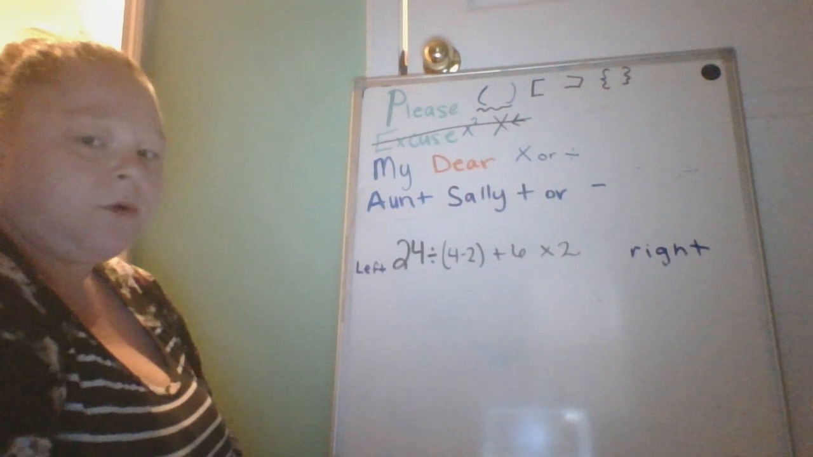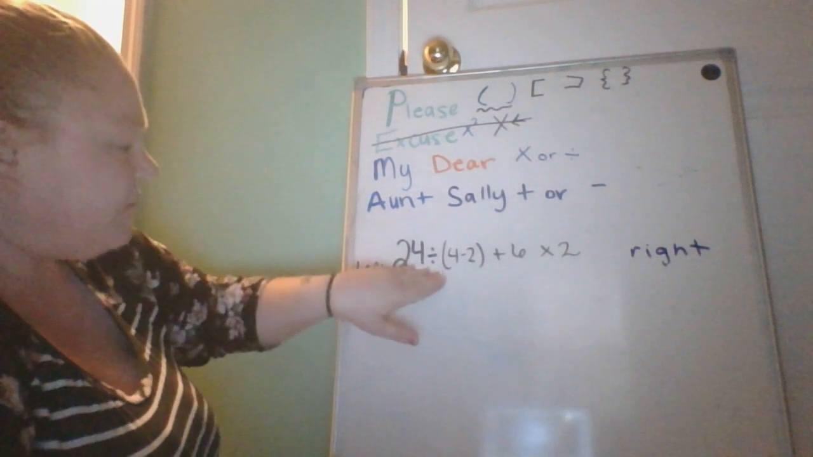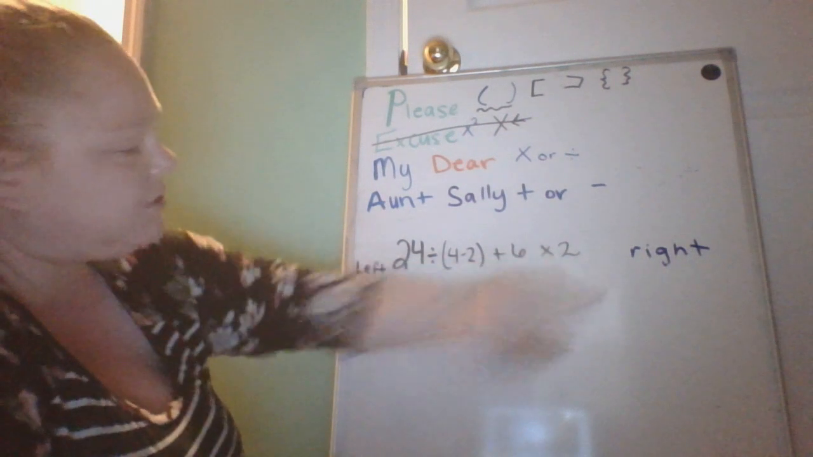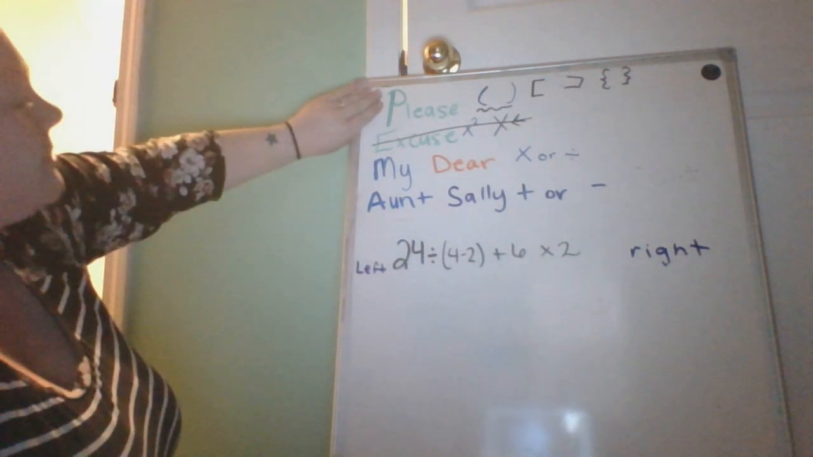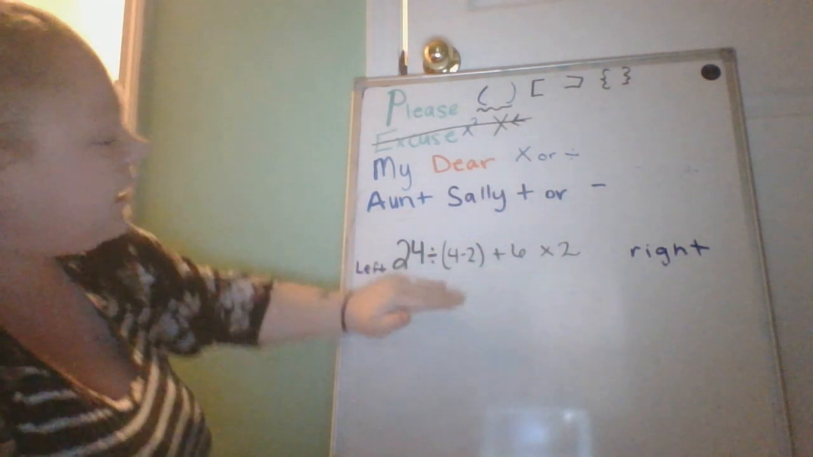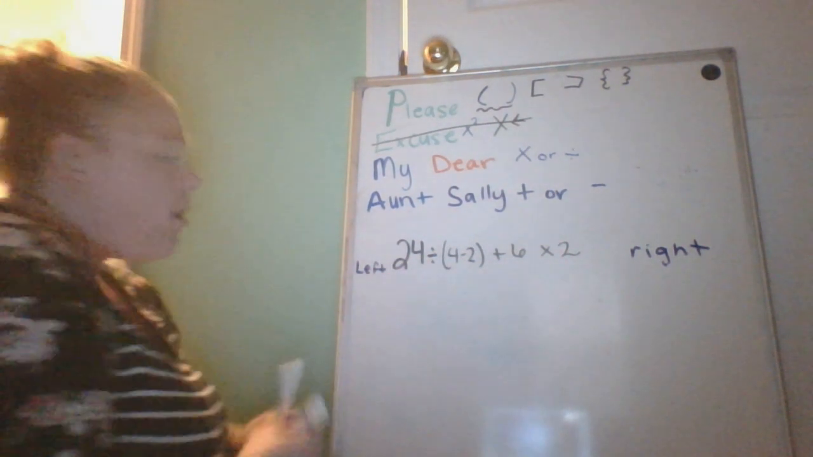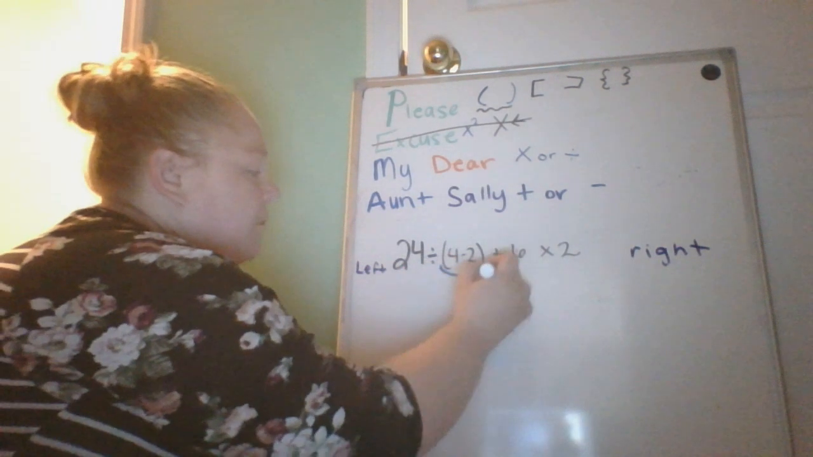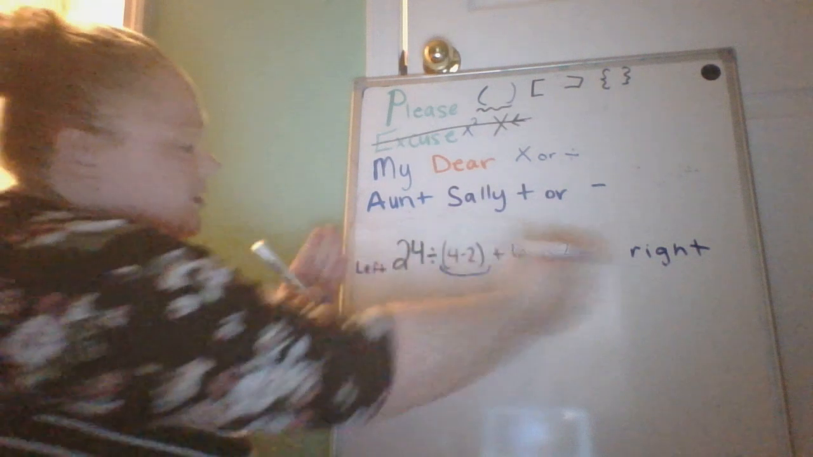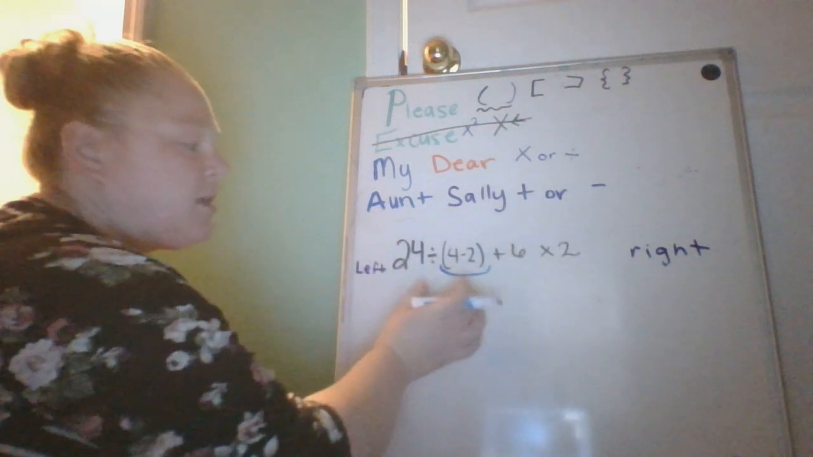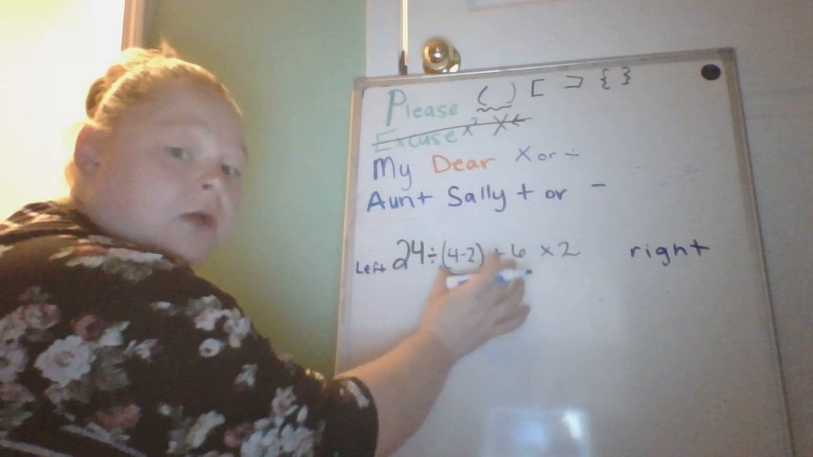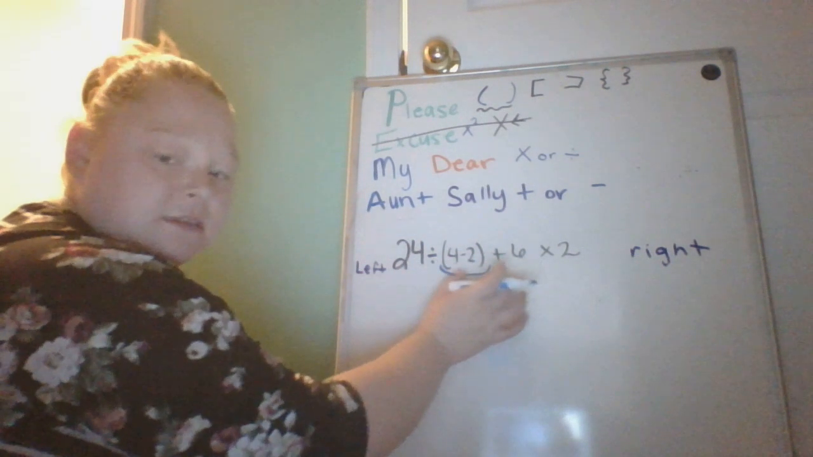All right, we're going to look at one more. Now I've got 24 divided by parentheses 4 minus 2 parentheses plus 6 times 2. So I'm going to go up to the top and I'm going to start with please. So I'm looking for grouping symbols from my left to my right. I see I've got a set of parentheses. I'm going to underline those parentheses, including the operation in the middle.